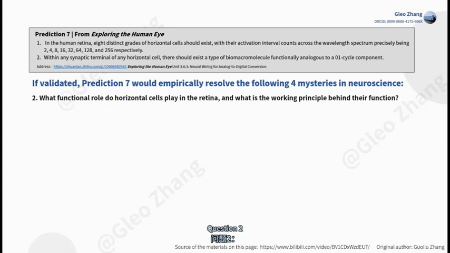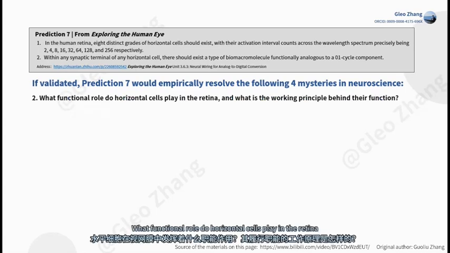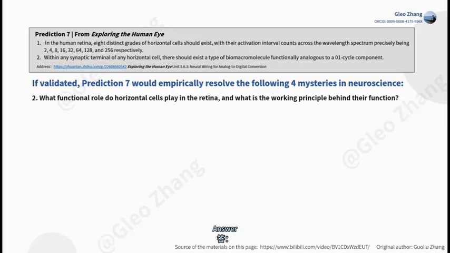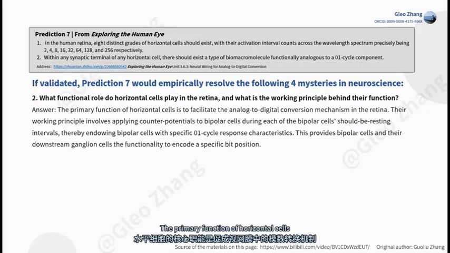Question 2. What functional role do horizontal cells play in the retina? And what is the working principle behind their function? Answer. The primary function of horizontal cells is to facilitate the analog to digital conversion mechanism in the retina.